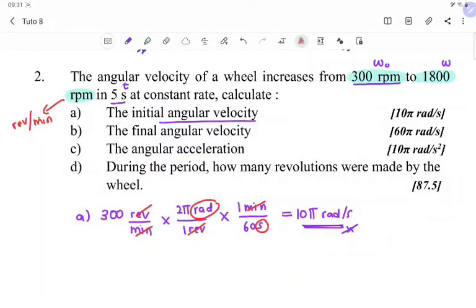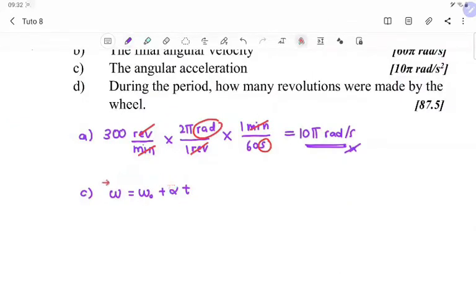Now, find the angular acceleration. We have omega naught, we have t, and you need to find alpha. So we can use this formula over here. The answer is 10 pi, and the unit is radian per second squared.